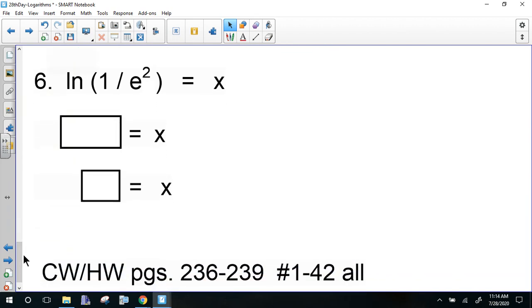Last example here. I convert the 1 over e squared to e to the negative 2. The natural log and the e sort of cancel each other out, and I have negative 2 left.